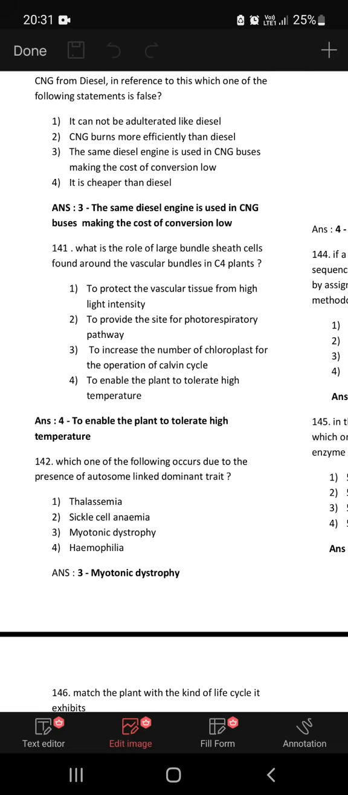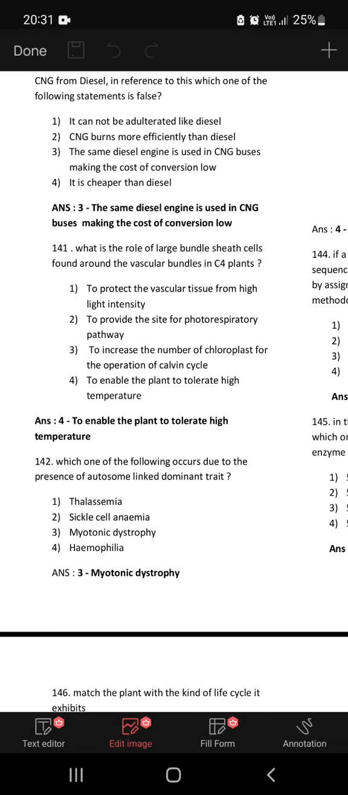Optimum photosynthesis in C4 plants, if you just recollect, is from 35 to 45 degrees Celsius. One of the reasons for that is the large bundle sheath cells around the vascular bundles, which help the plant to tolerate high temperature. So that is the correct option. This we might not have discussed in the regular NCERT syllabus, so this is a little deviation from the syllabus.